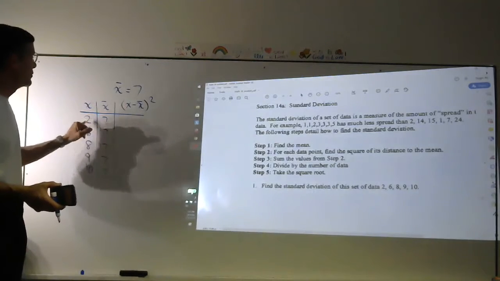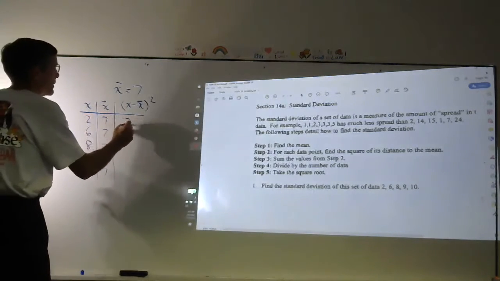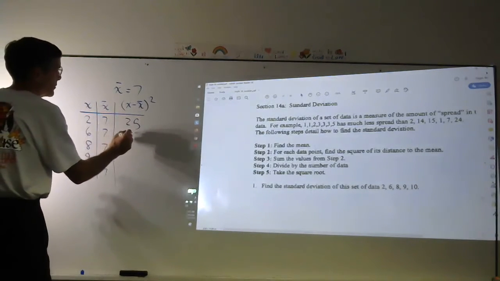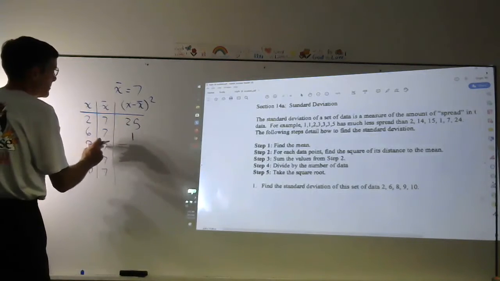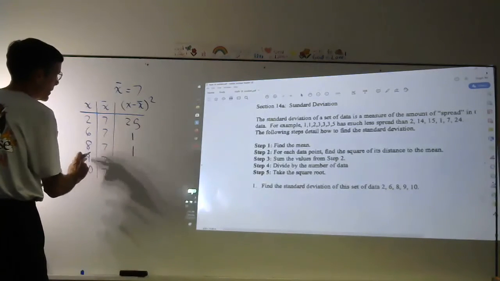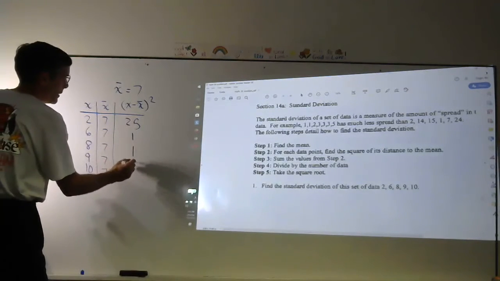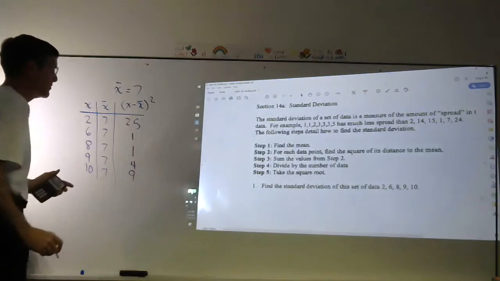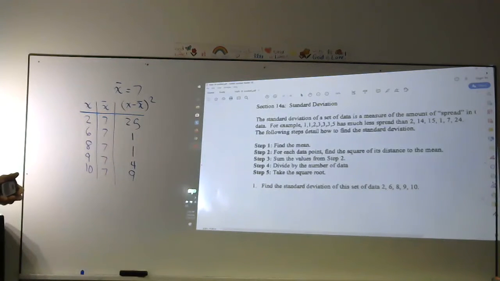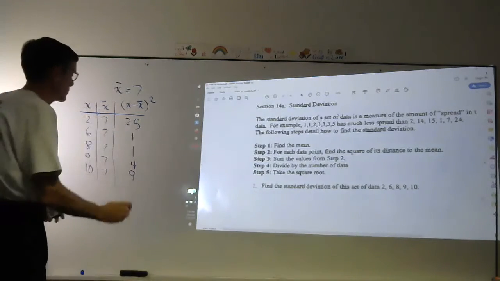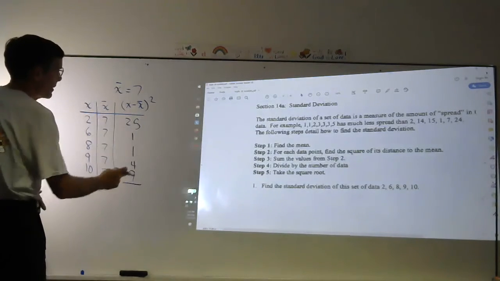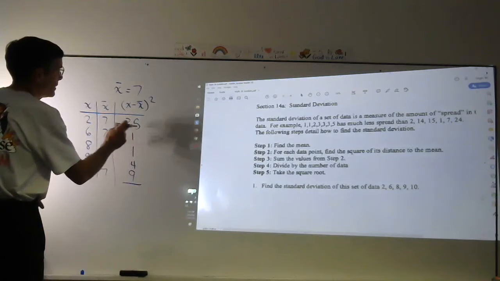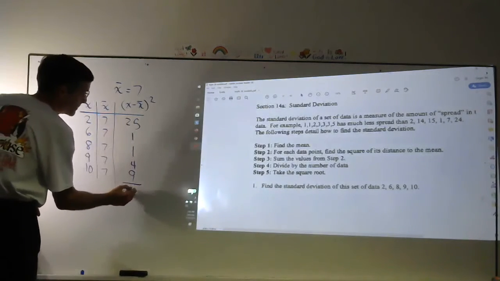So 7 minus 2 is 5, square it is 25. 7 minus 6 is 1, squared is 1. 8 minus 7 is 1, squared is 1. 9 minus 7 is 2, squared is 4. 10 minus 7 is 3, square it is 9. Everybody with me? Okay? Add up these values. So I need to add these up. There's 13, 14, 15, and 25 makes 40.